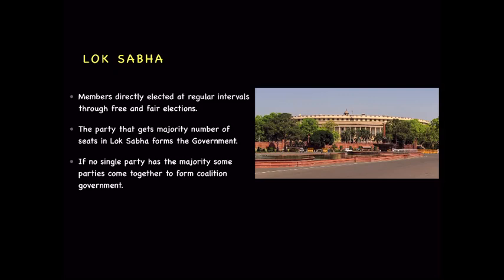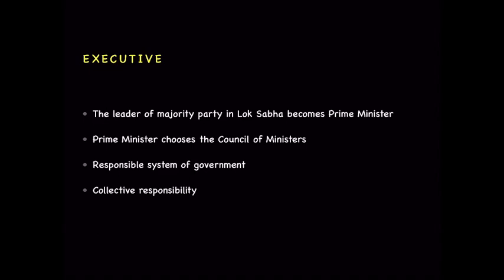Prime Minister chooses the Council of Ministers. It is called a responsible system of government. Now, why is it called responsible system? Because the executive is part of legislature and they are responsible, they are answerable and accountable to the legislature.